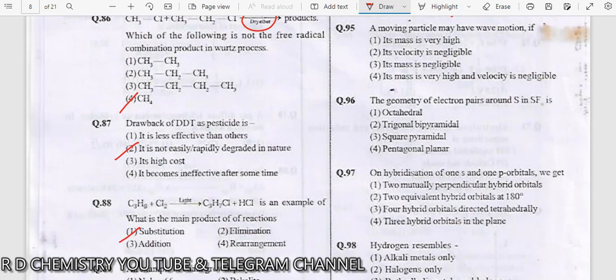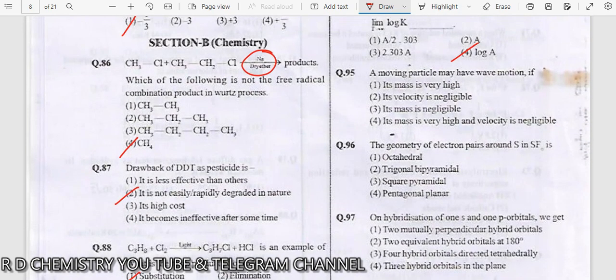Question number 95, moving particle may have wave motion, this is from the de Broglie equation, so atomic structure. Answer is option number 3. Question number 96, from chemical bonding, the geometry of the electron pairs given. So answer is option number 3 here.